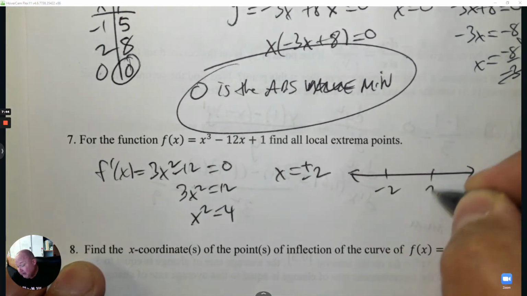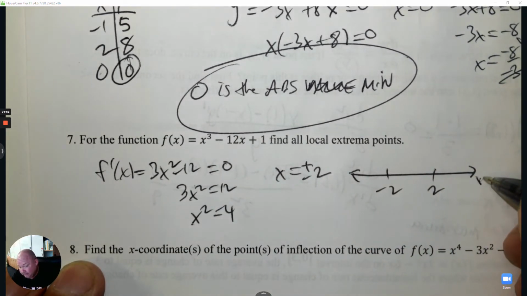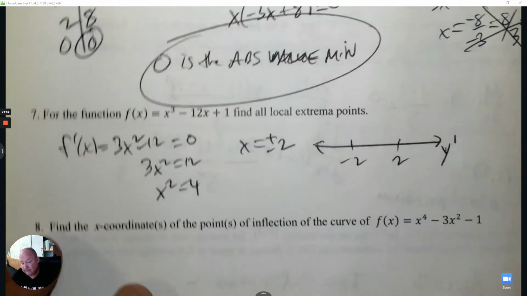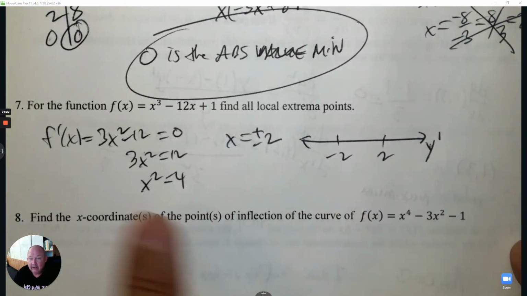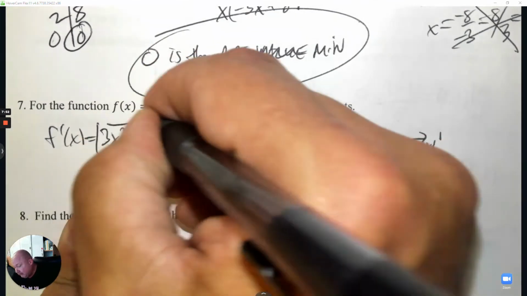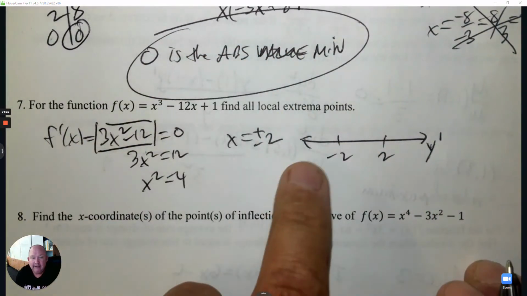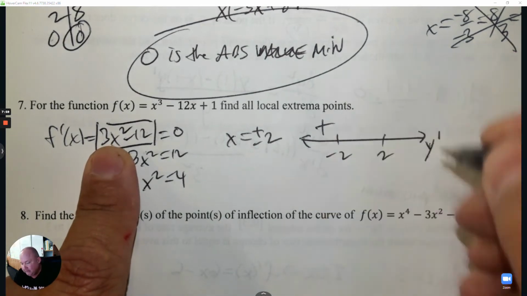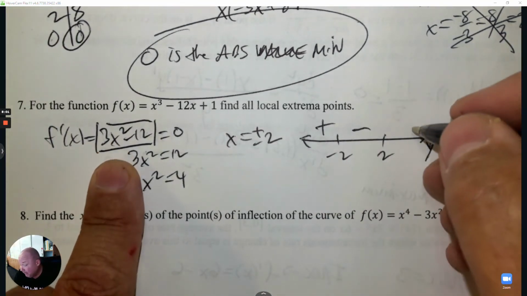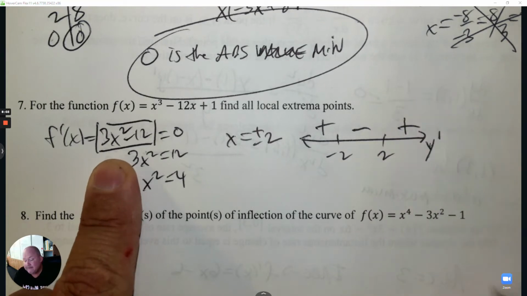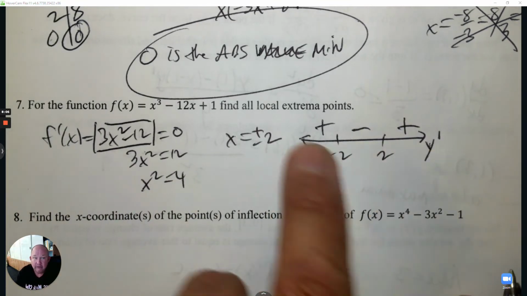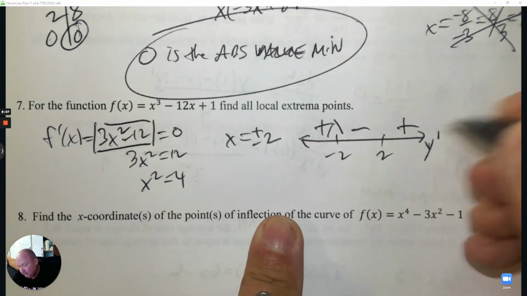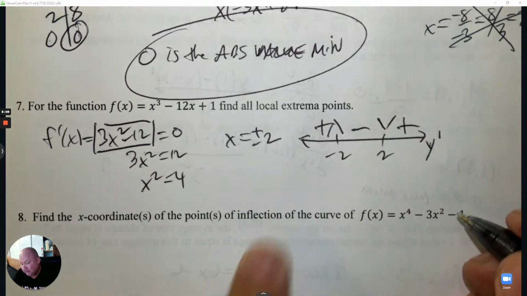I'm now going to draw a number line for the first derivative. And into there, I'm going to plug it into the derivative, which is right here. So plug in -3. And that gives you a positive answer. Plug in 0, plug in +3 or 4 or 5. And so these are my sign changes. So that means it increases and then decreases, it decreases and then increases.